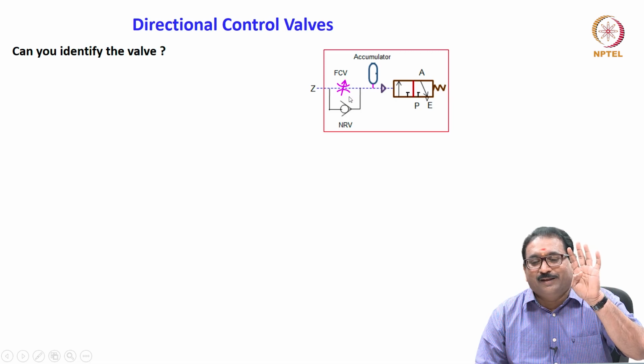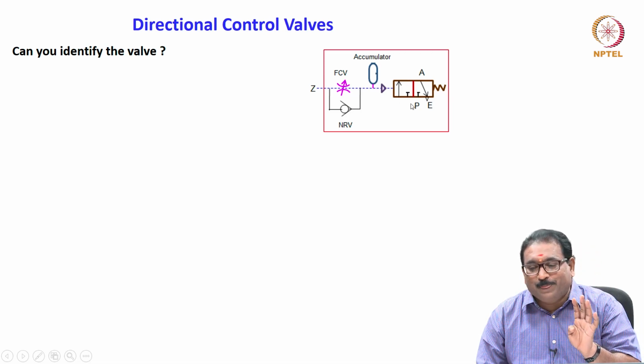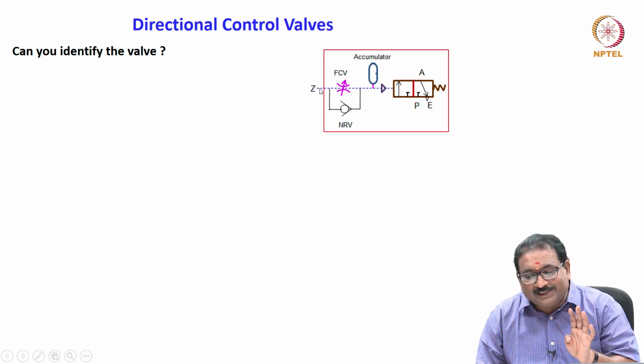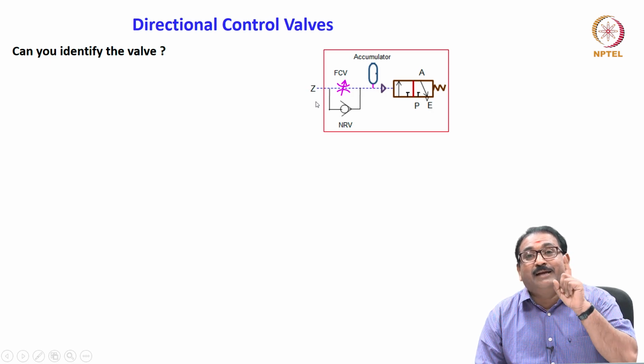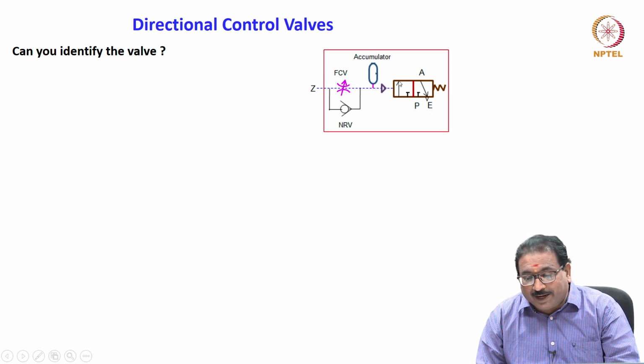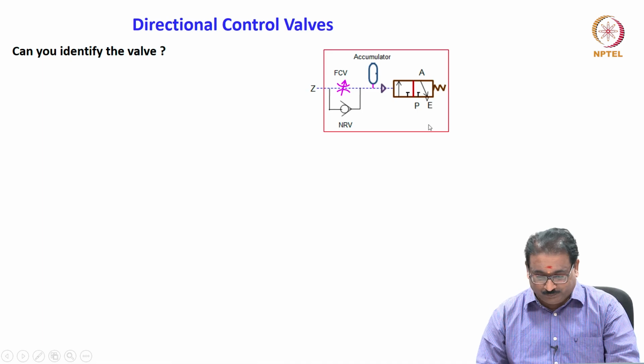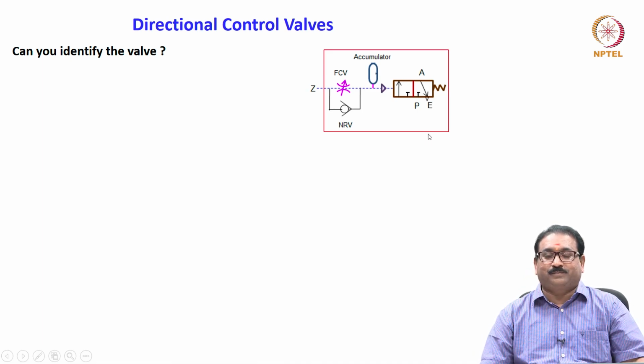4 ports are there. Here, if you see, the pressure port is there, A port is there, exhaust port is there, and one more port is there. What is that? Z. Z is a pilot port. What for? To operate the left position. Wherever the spring is there, it is the null position. What is a null position, friends? Normally closed, P is blocked. With P blocked, automatically A is venting the flow. It is a null position.